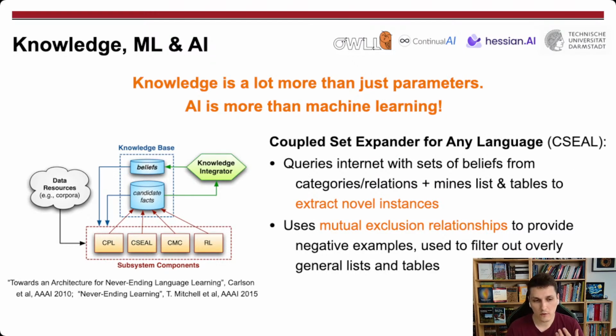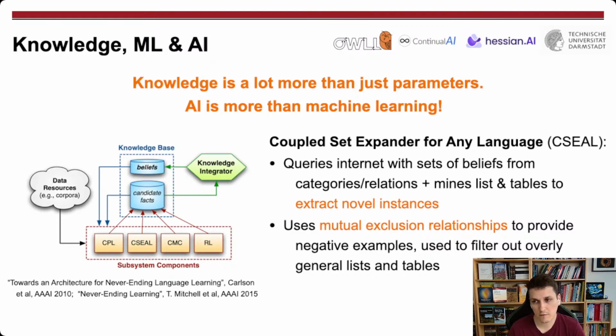And so, like I said, I'm going to go through this extremely generically and briefly, just to give you a sense of the possibilities you'd have in ways of thinking about it if you really tap into this hybrid AI pool. The second element then is the coupled set expander for any language, which is, in a sense, really similar to what we've talked about in active learning.